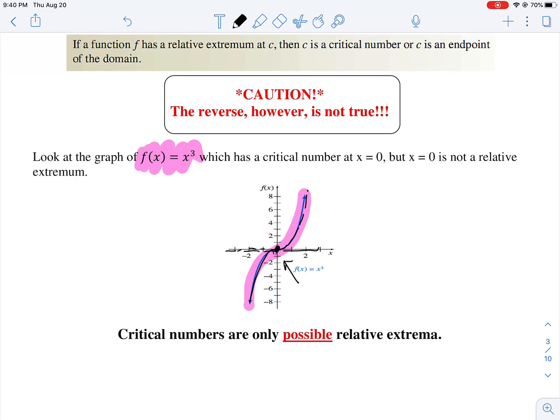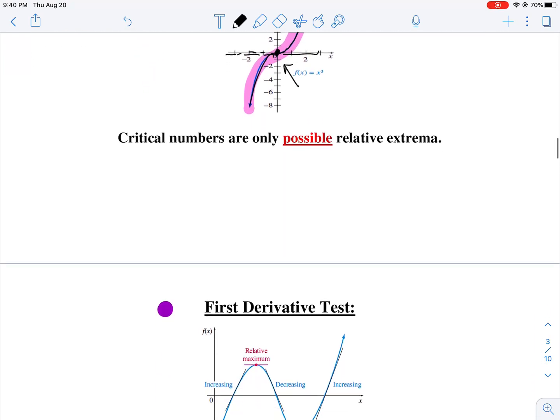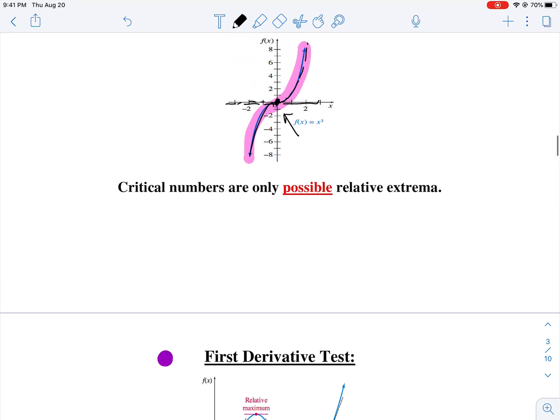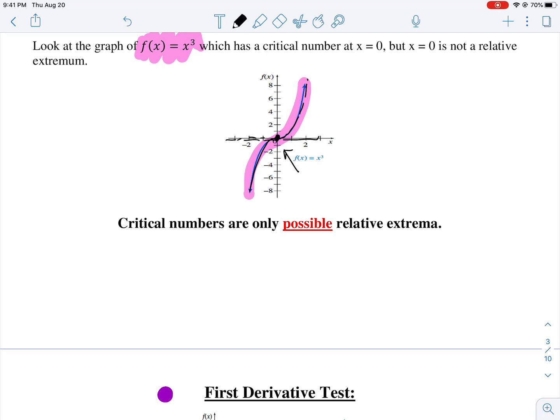But then what we have to do is we've got to figure out what's happening on either side, right? We're going to talk about that in the next video, when we can figure out if we can tell if it's a maximum or a minimum or if it's just a critical number, kind of like an x cubed graph. So critical numbers are only possible extrema. You can't guarantee it until you give me a little more information.